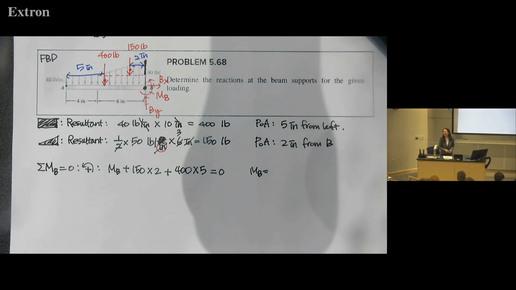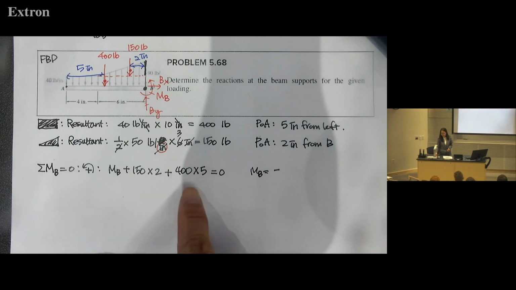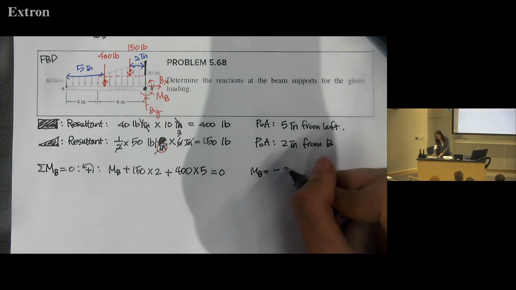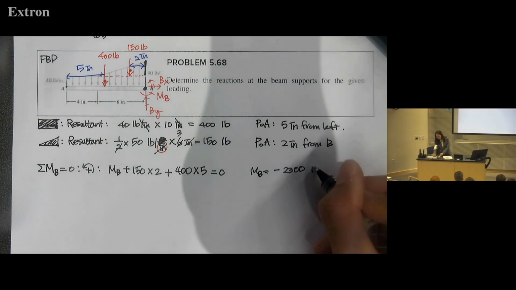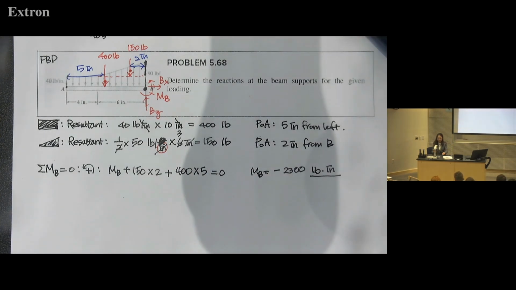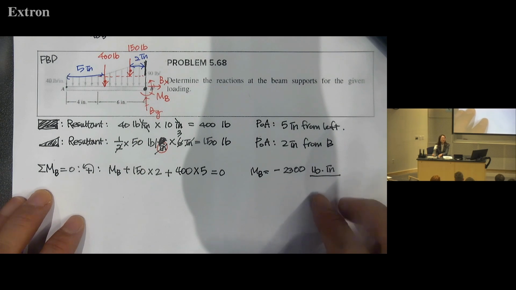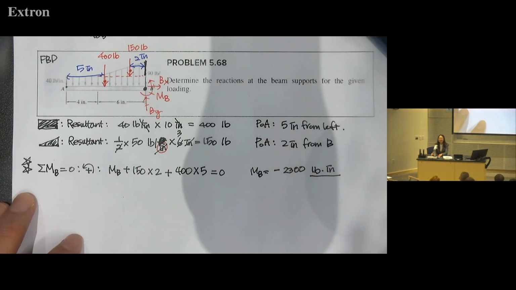Okay, so what is the moment? It's negative, so minus. This is 300, this is 2,000, so 2,300. And the unit, pound, inch. So it is pound times inch, right? Moment is force times distance. Okay. Any question about this equation? It's very important. So I use 2 stars here.